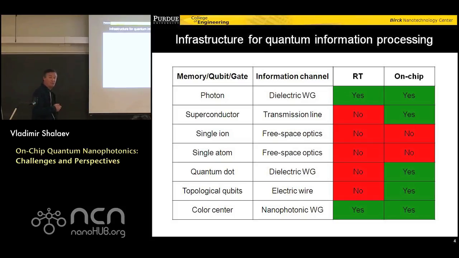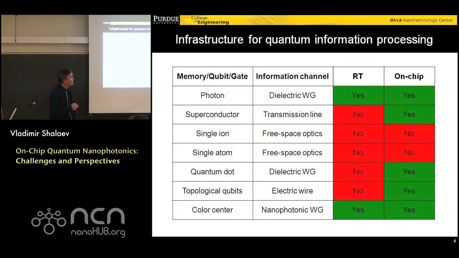If you look at the existing approaches and separate them by what is actually needed, there are 2 different important components. One which would enable the memory, qubit, and gate. And here I list different approaches, ranging from photons to superconducting units, single ions, which I already mentioned, atoms, quantum dots, topological qubits, and color centers. Different groups pursue all these different material units that potentially could be used for memory, qubit, and gates. In terms of information channels, so basically the information carrier, you could use different systems, ranging from dielectric waveguides to transmission lines, free space optics, electrical wires, and nanophotonic waveguides. Nanophotonic waveguides would be like a silicon waveguide, for example.